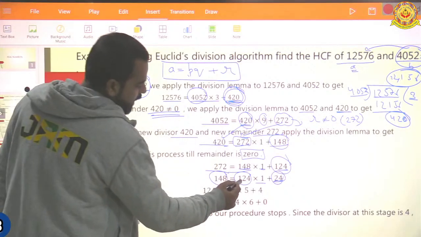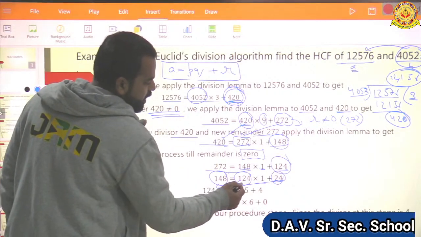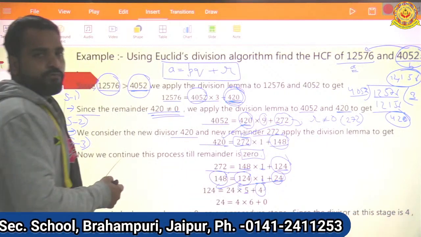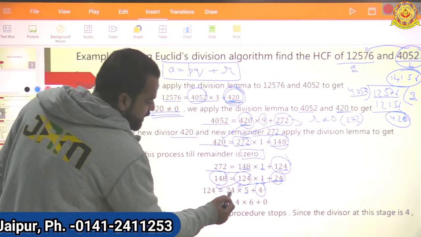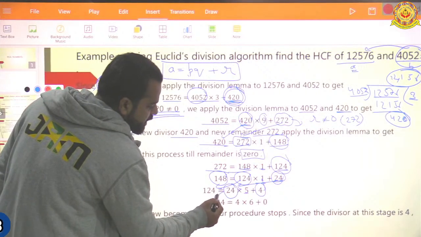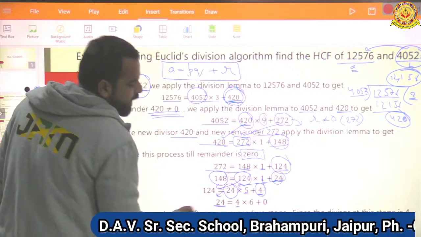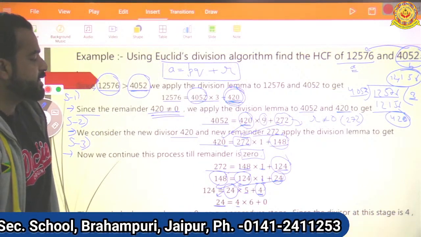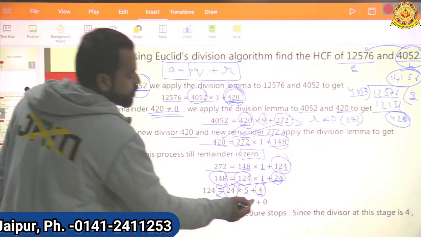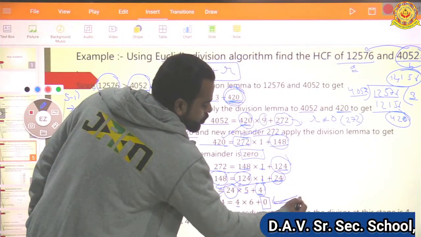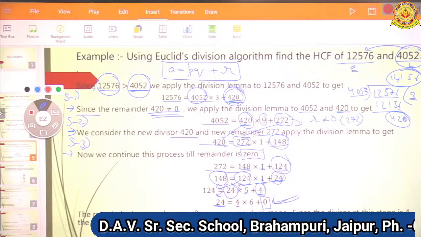Next time again we take this A and B and continue this procedure. It will be 5 times, and the remainder will be 4. Then at this stage, when we take the B value which is 24 and the remainder which is 4, it is exactly divisible by 6 times, 4 sixes are 24. So at this stage we get to know that the remainder has become 0.